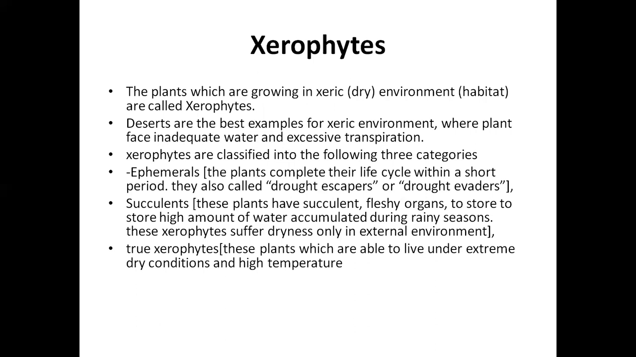So by limiting their life cycle, they live only in the first phase of the rainy season. They complete their life cycle very quickly. These are called ephemerals. And the next category is called succulents.